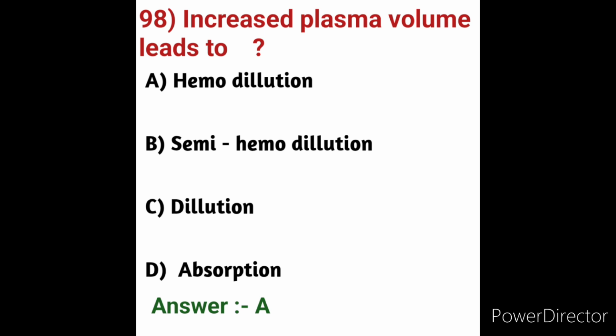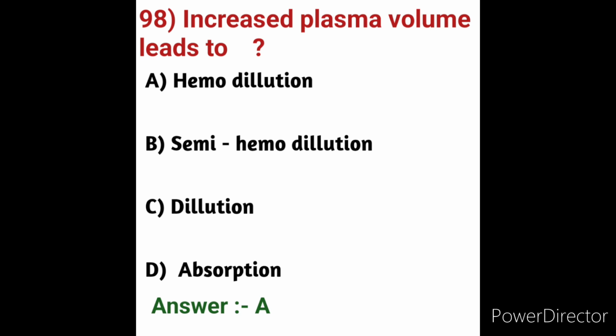What is hemodilution? One of the causes of hemodilution is administration of a large amount of IV fluids. This is one type of decreasing the RBC concentration by increasing the plasma volume, meaning a decrease in hematocrit. Option A is the correct answer. Hemodilution is the correct answer.